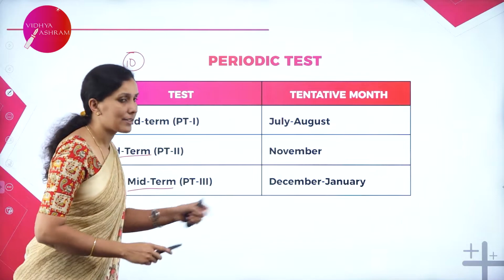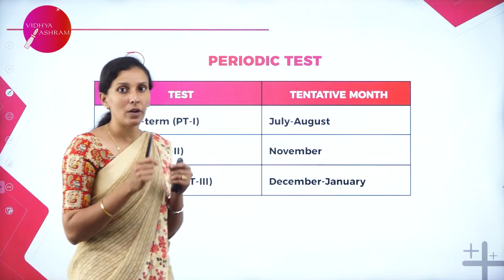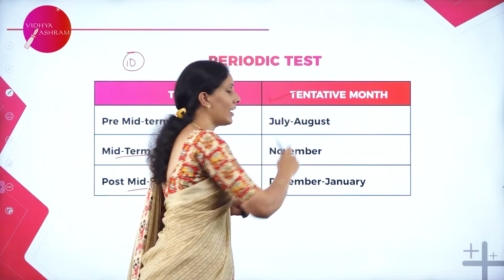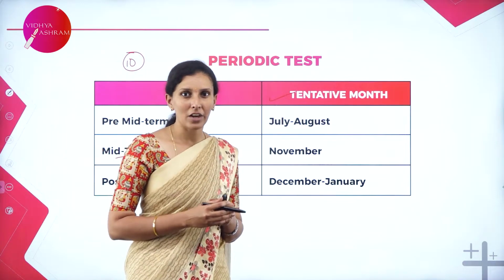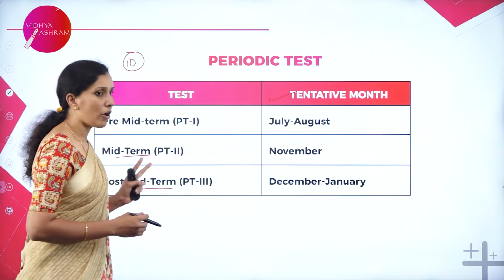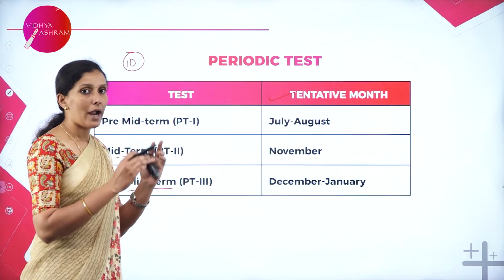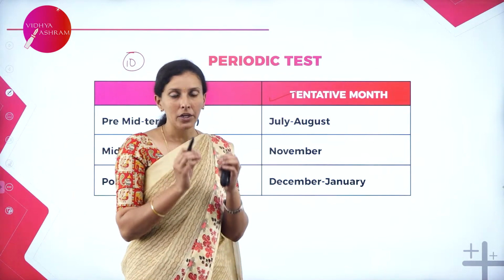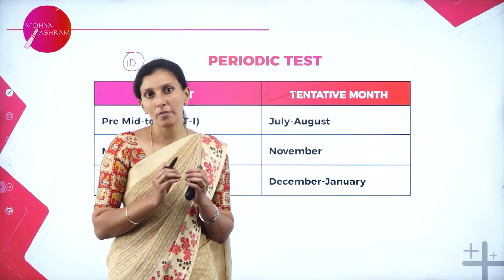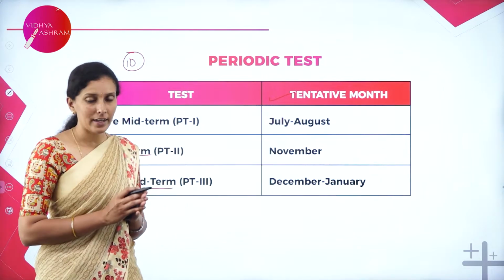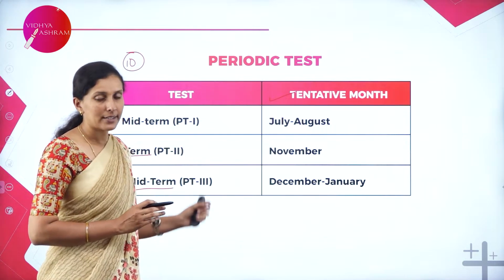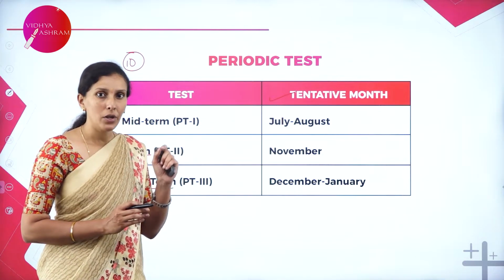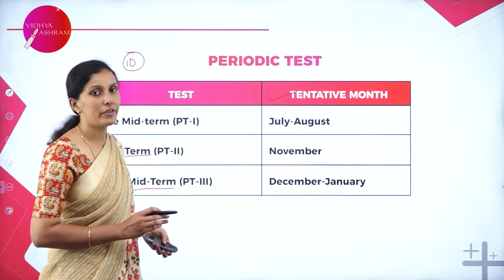So 3 pen and paper tests will be given. Here I have given a tentative schedule, so your school may conduct the periodic tests at their convenience. Of the 3 periodic tests, the 2 best performances will be taken, and we will take an average of those two, and we can give you a maximum of 10 marks.